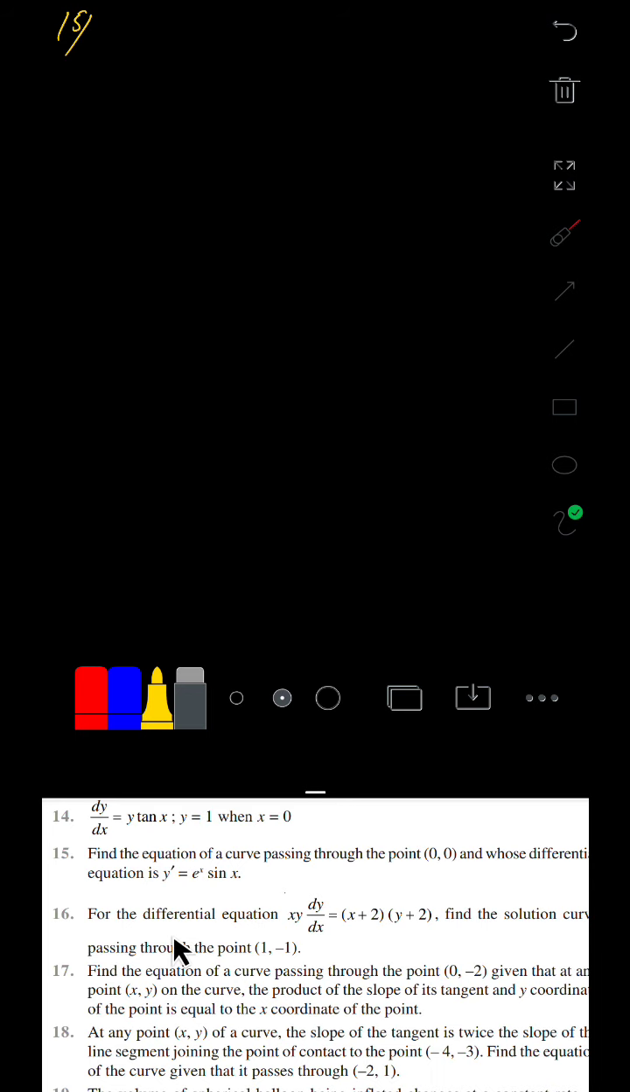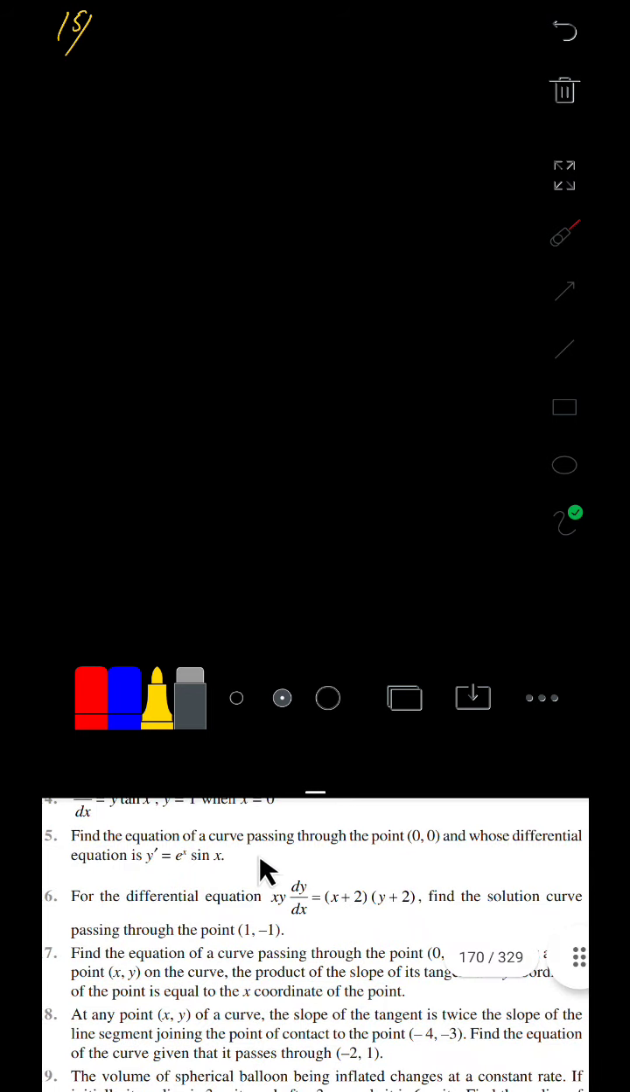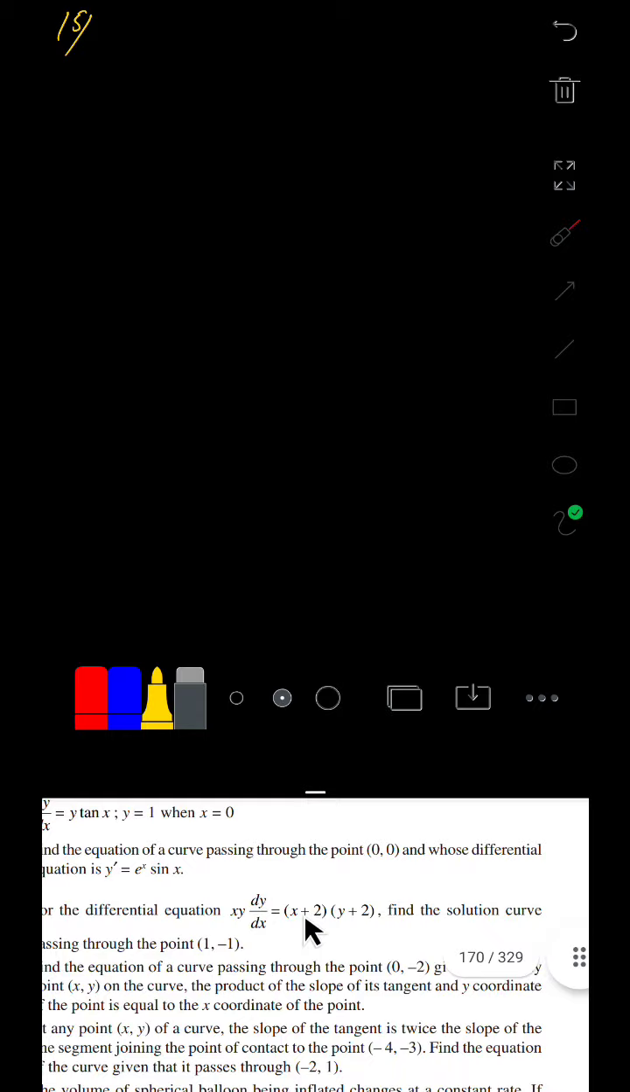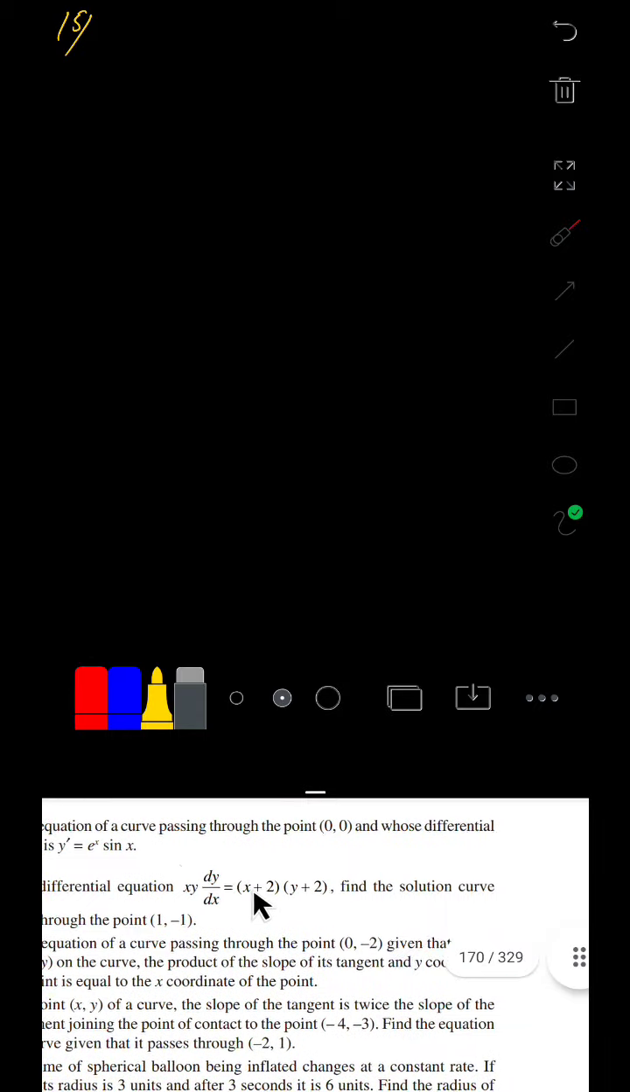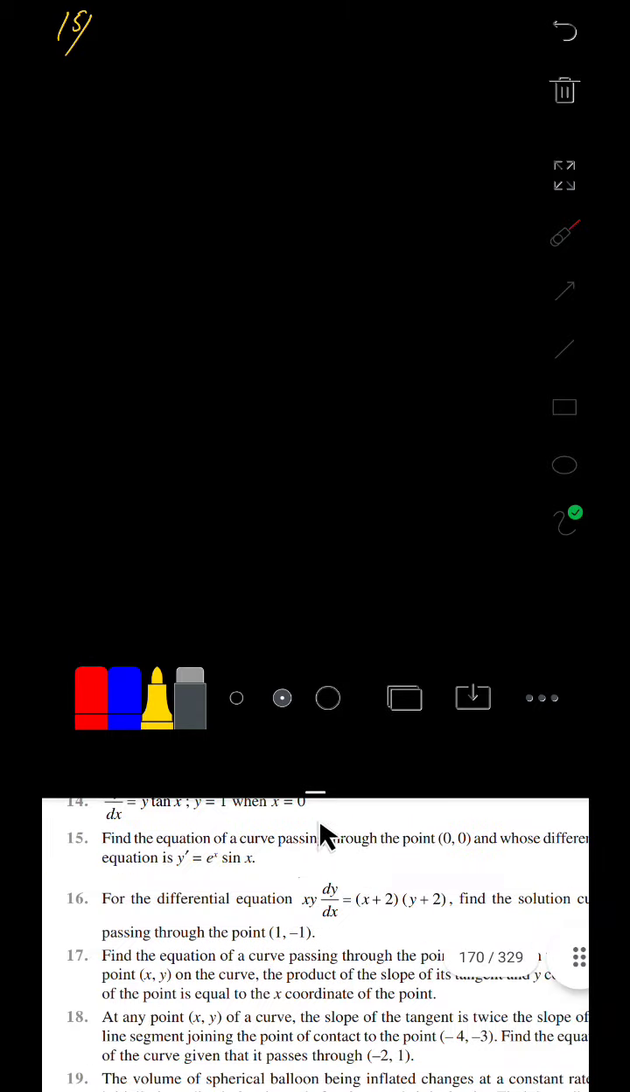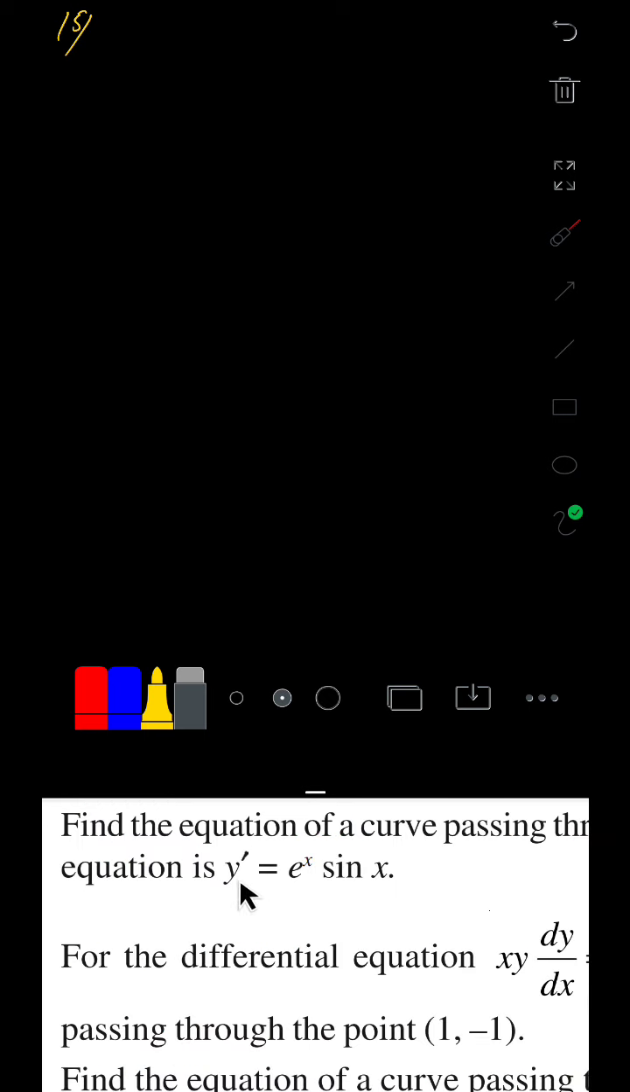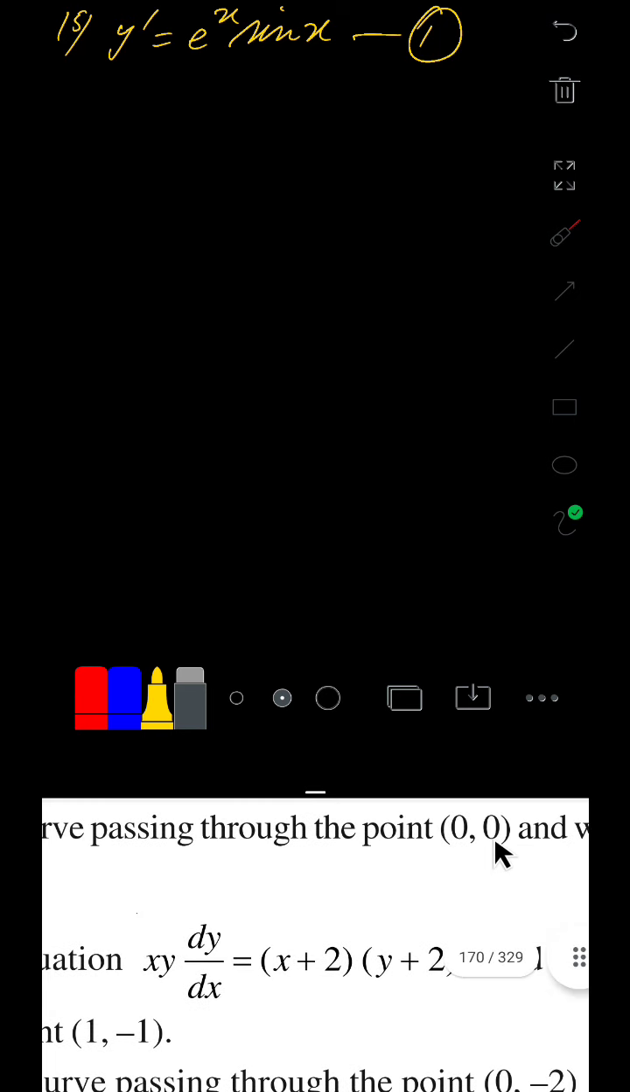Question number 15, find the equation of a curve passing through the point (0, 0) and whose differential equation is y dash is equal to e raised to the power x sin x. So y dash is equal to e raised to the power x sin x. This is the given differential equation, and the curve whose equation is required passes through (0, 0).